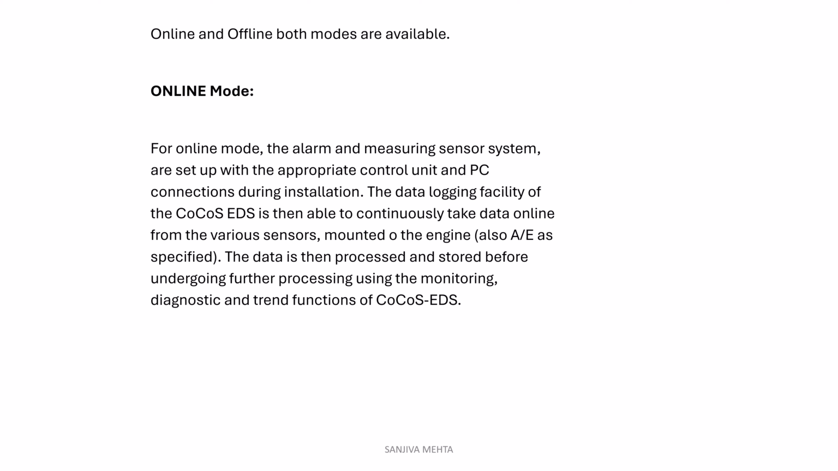Also, same thing can be done for AI also. The data is then processed and stored before undergoing further processing using the monitoring, diagnostic, and trend function of the Coco CDS. So once the data is available, the software will calculate various parameters and they will be available to you. This is online method.